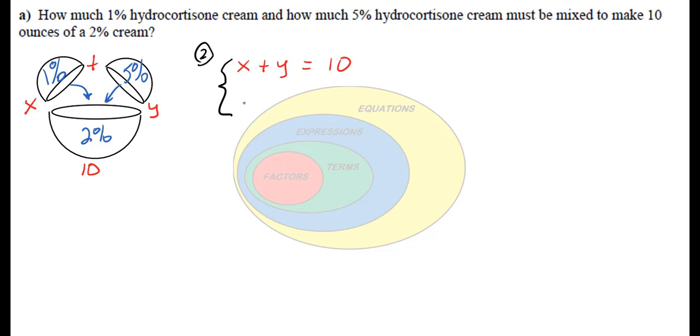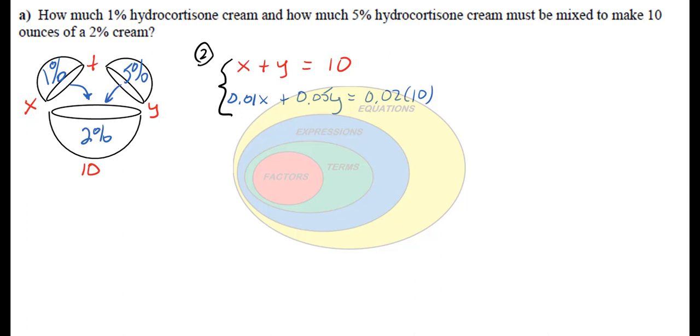And then the amount of pure hydrocortisone would be the amount times the percent. So I would take 0.01 times X, that would be the amount from the first bowl, plus 0.05 times Y, and that should give me 0.02 times 10. Right, so the system comes from the amount of cream, X plus Y equals 10 ounces, but then because of the percentages, it's the actual amount of hydrocortisone in the cream, and we could set those up to be equal.